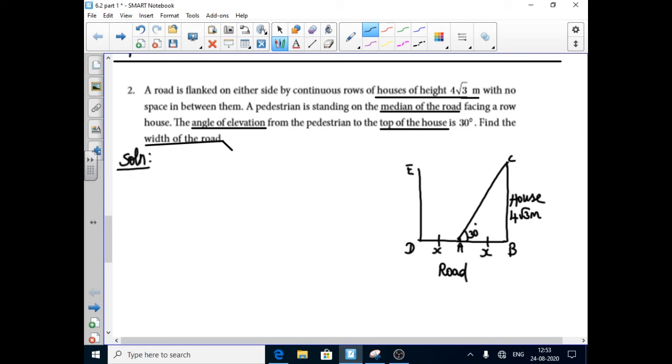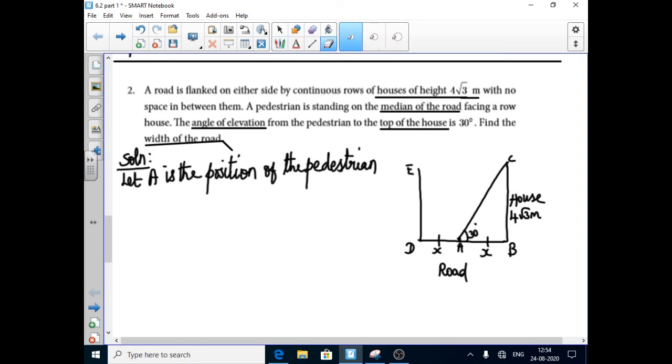Let A be the position of the observer or pedestrian. The position of the pedestrian.